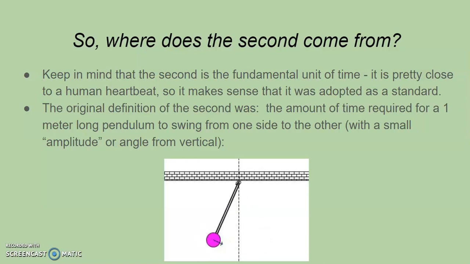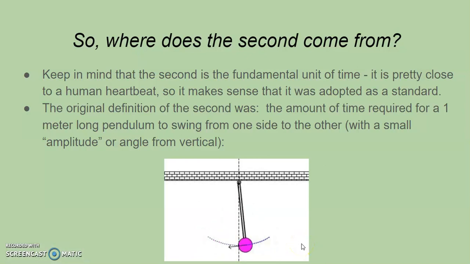So this definition of the second lasted for quite a while, for several decades. But ultimately, it was replaced by a different standard. Again, the original second was the amount of time required for a pendulum to swing from one extreme to the opposite side. It would have to be a 1 meter long pendulum, and that's 1 meter from the pivot point to the center of the ball or whatever is swinging.